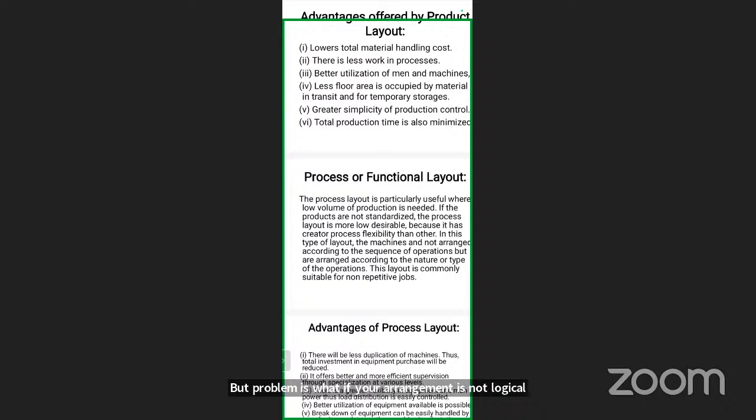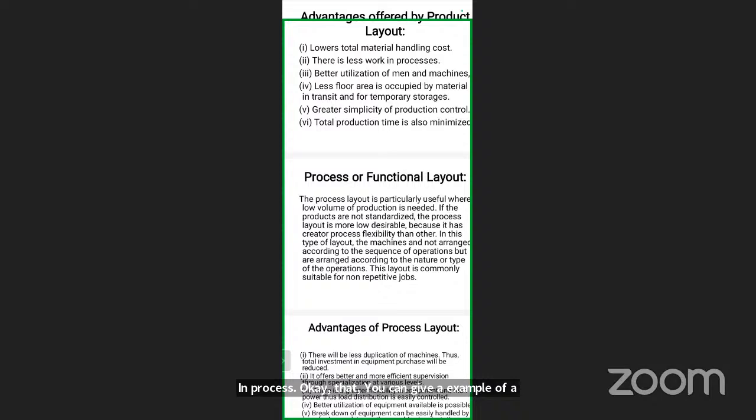But we have product layout and process layout. In both layouts we are producing, but product layout is all arranged in a proper sequence.